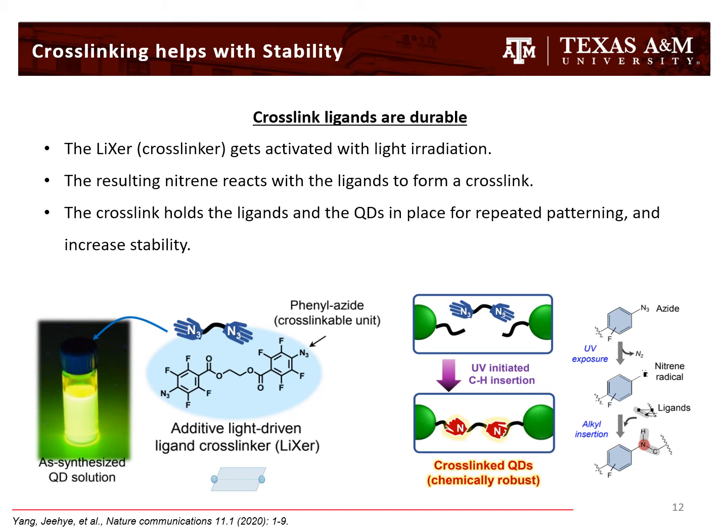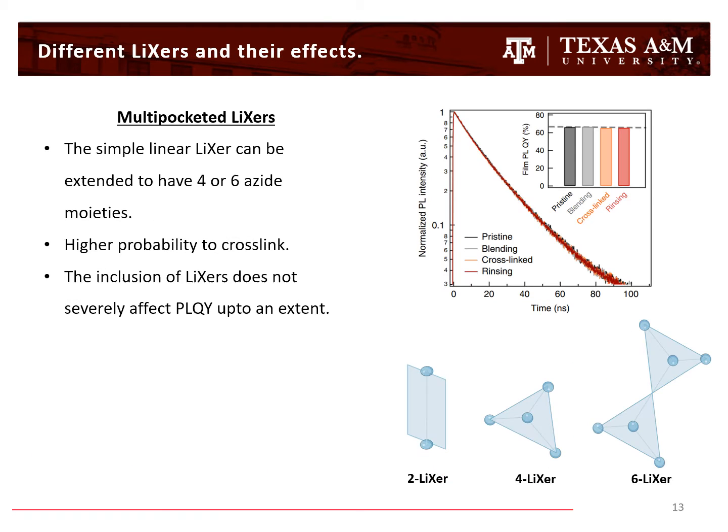To explain how this cross-linking works, as I mentioned, the quantum dots have ligands on their surface. So if you can bind these ligands with one another, you can keep the quantum dots together. And once they are together, they are much more stable. They don't dissolve while making these patterns, and you can do this repeated patterning of RGB pixels that you want.